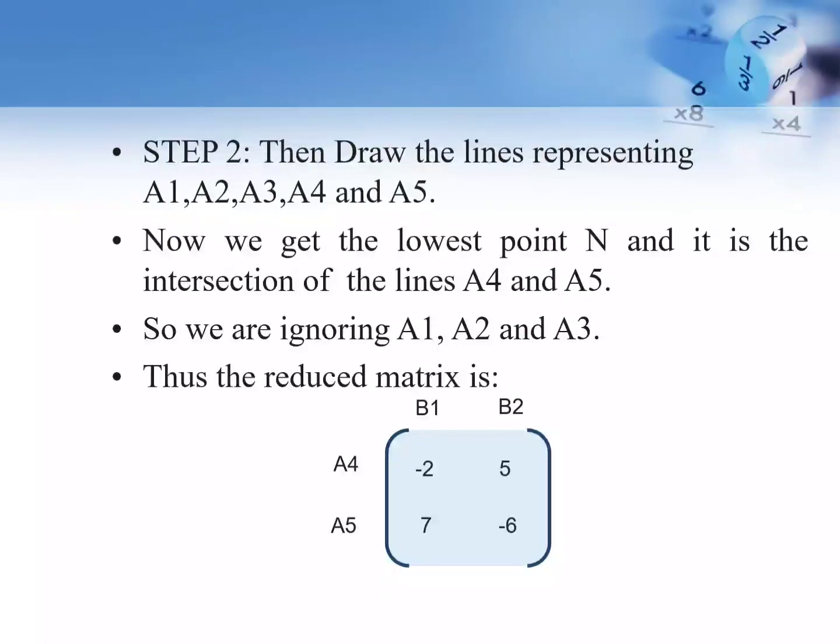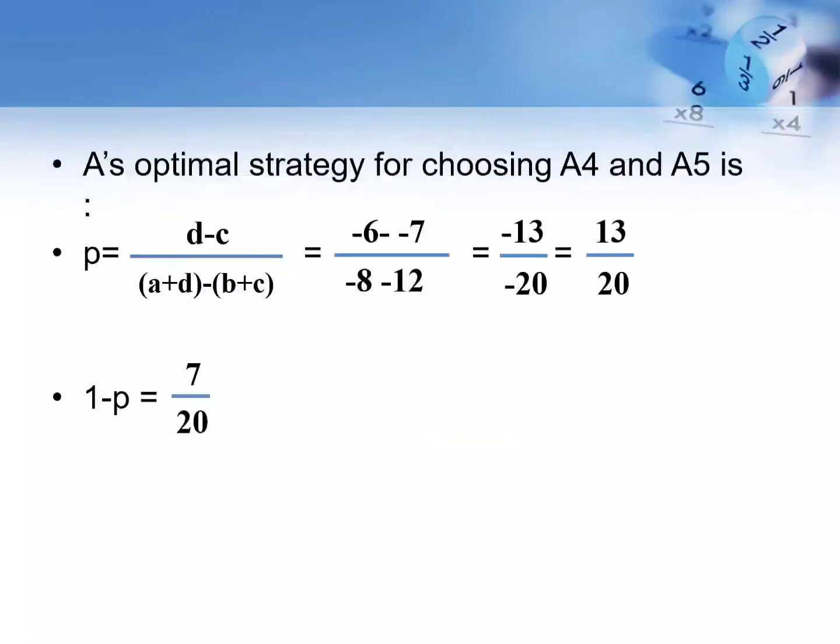Now, the lowest point N is the intersection of the lines A4 and A5. So, we are ignoring A1, A2 and A3. Thus, the reduced matrix is B2, B1 and A4 and A5 with the values minus 2, 5, 7 and minus 6. Let's find A's optimal strategy for choosing A4 and A5, which is p is equal to minus c plus d by a plus d minus b plus c.